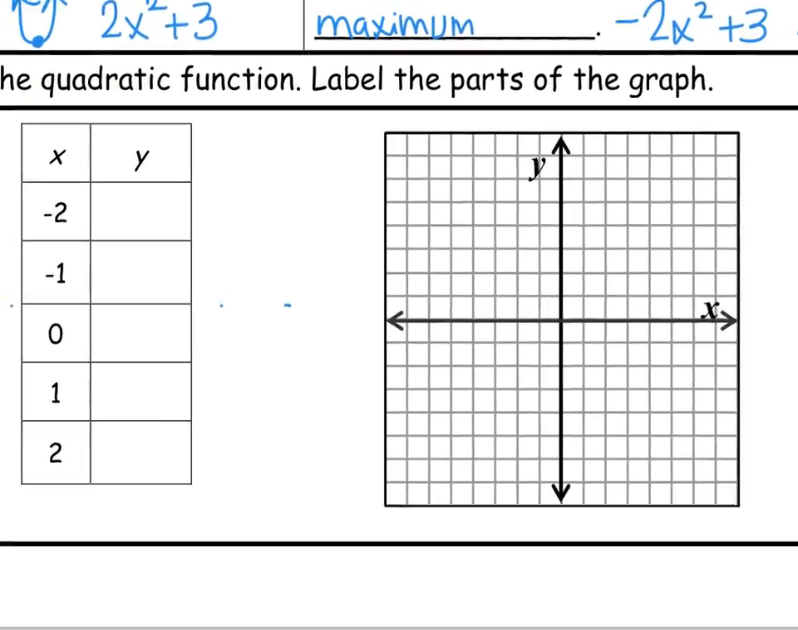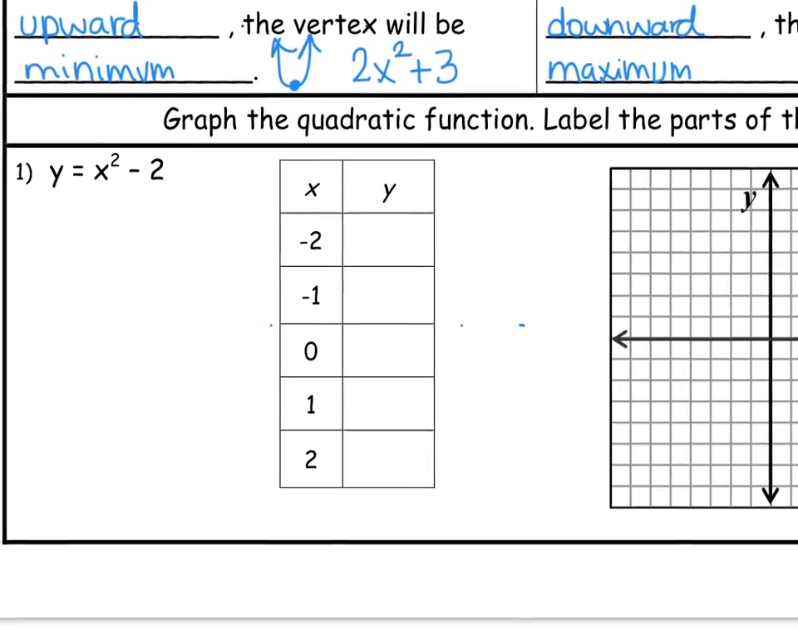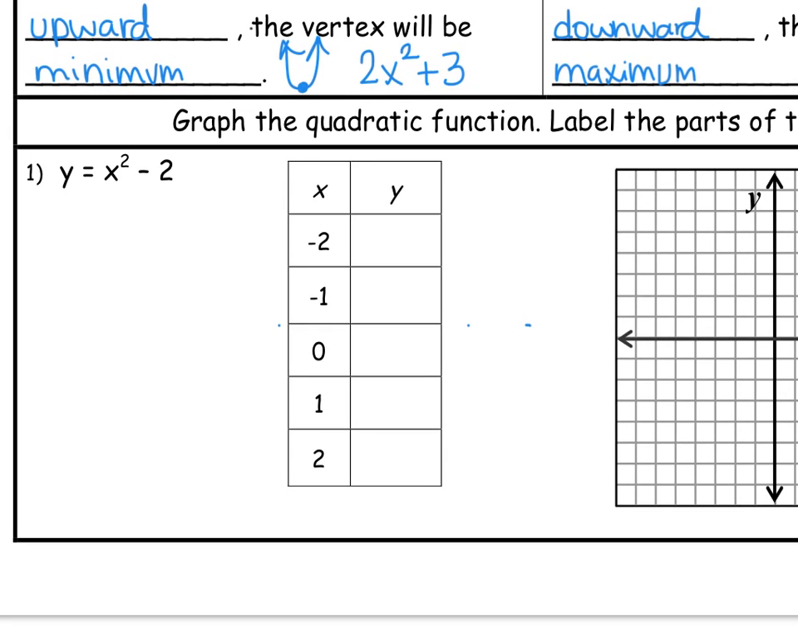So we're going to go ahead and graph this quadratic equation over here, y equals x squared minus 2. But before we graph it, we need to fill in the chart. We're not going to use our calculator for this. These are my x values that I'm going to plug into this equation. For this first one, I'm going to square -2 minus 2, and that will give me 4 minus 2, which equals 2. So when my input is -2, my output is +2.